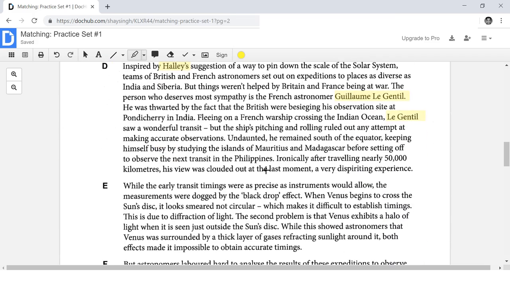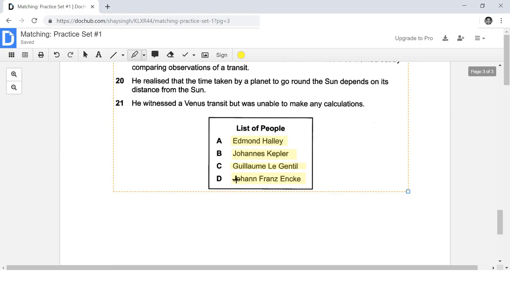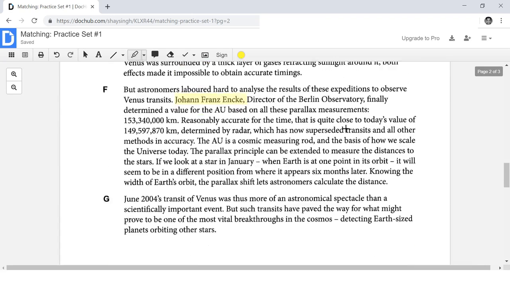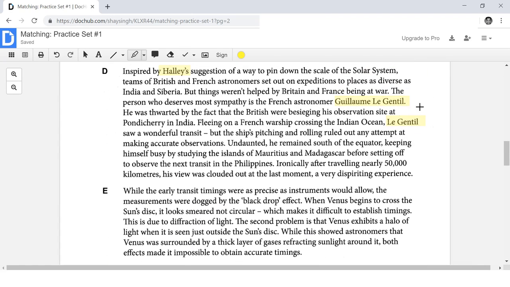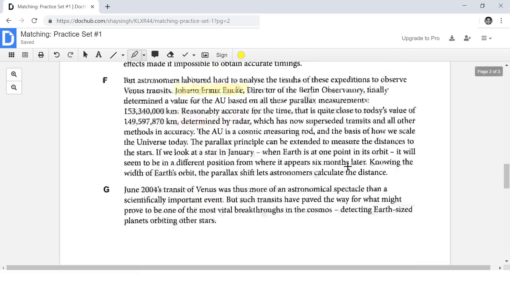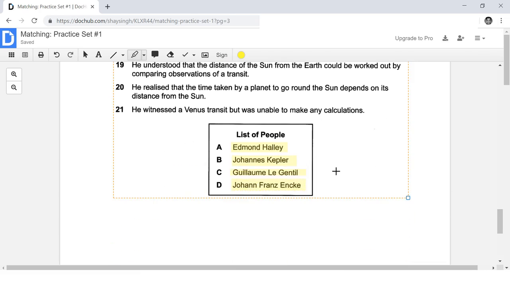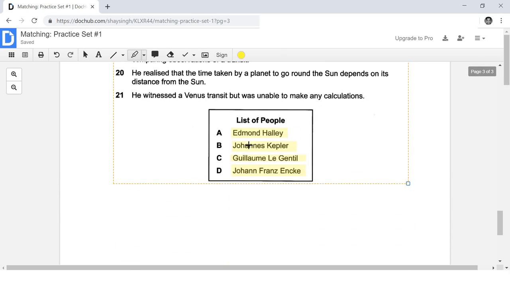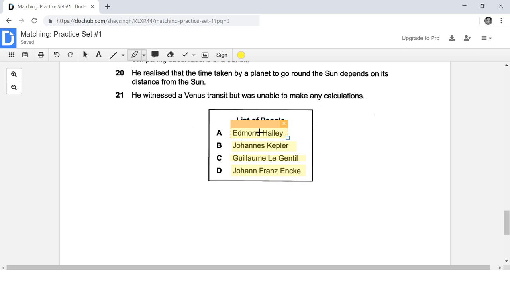So what I notice here about these answer choices is that the name Halley appears a few times in the reading passage. The name Johannes Kepler appears only once. Le Gentil appears pretty much only once. I think that is divided up into two separate sentences here, Le Gentil, and then here again in the next sentence. And then finally, Johann Franz Encke only appears once down here. So it's going to be much easier for me to start with any of these names rather than to start with Edmund Halley. So that's what I'm going to do. I'm going to answer B, C, and D first, and then I'm going to come back to Edmund Halley.